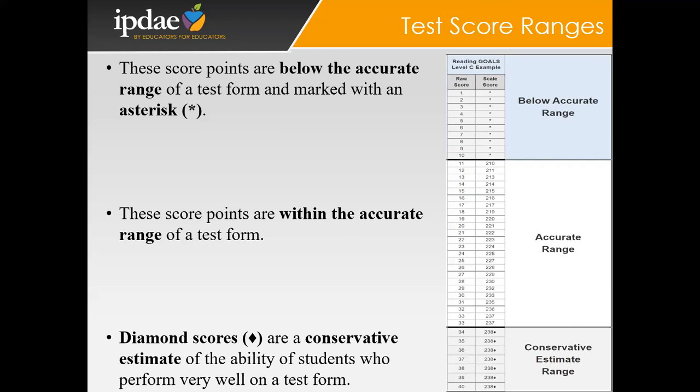And sometimes we will see a diamond next to a scale score. Diamond scores are a conservative estimate of the ability of students who perform very well on a test form. So basically the test was too easy for the student. Okay, that's what a diamond represents.